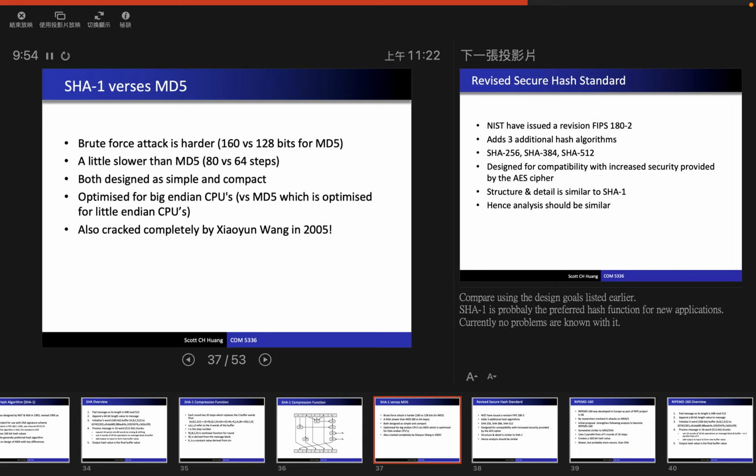SHA-2 produces 256 bits, so SHA-2 is sometimes called SHA-256. This is currently used by many operations. So at this moment, the weakest link of a crypto system actually is in the hash function. The hash algorithm is the weakest.